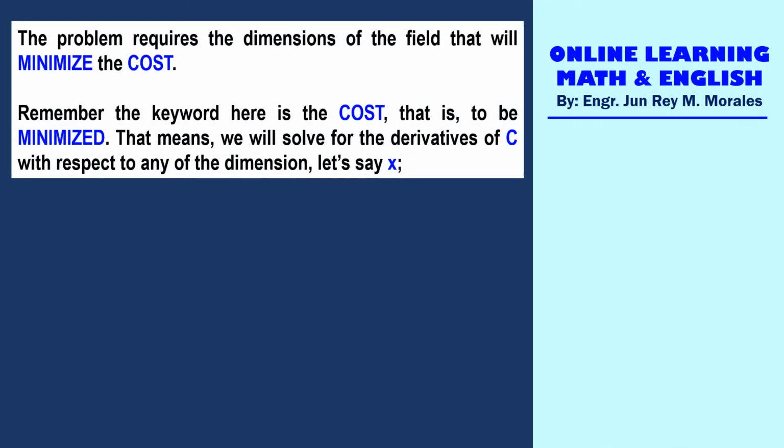The problem requires the dimensions of the field that will minimize the cost. Remember, the keyword here is the cost, that is, to be minimized. That means we will solve for the derivatives of c with respect to any of the dimensions, let's say x.